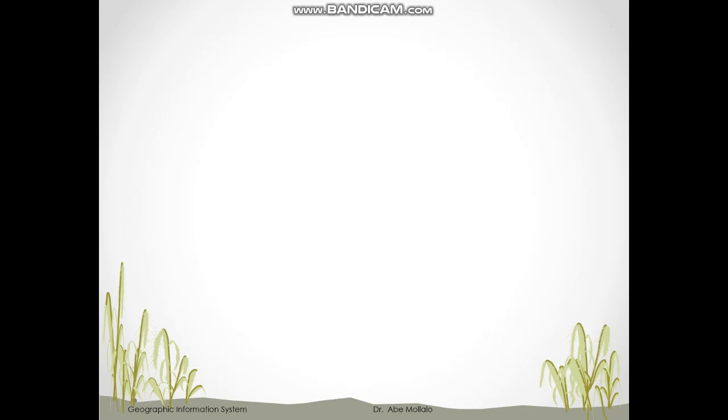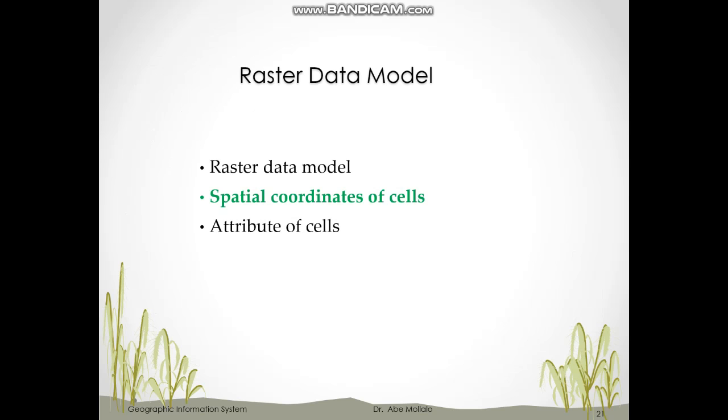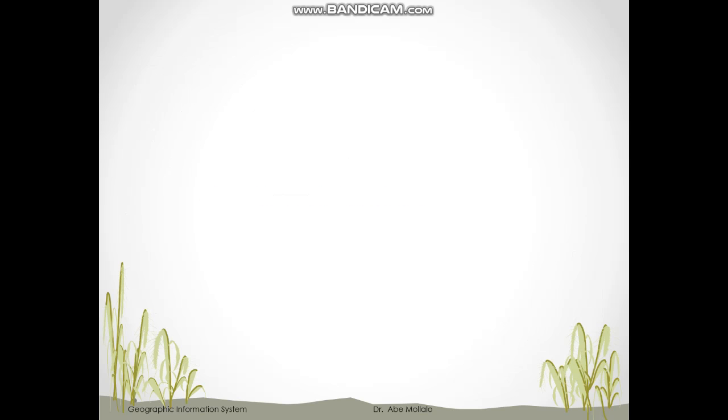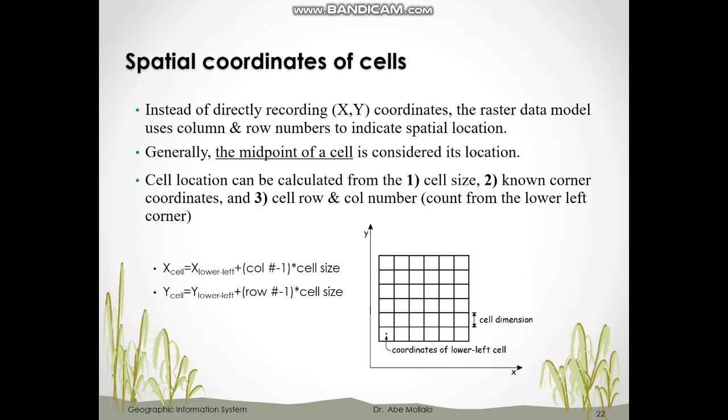Now let's talk about the spatial coordinates of cells. Instead of directly recording XY coordinates, the raster data model uses column and row numbers to represent the spatial location of geographic features.